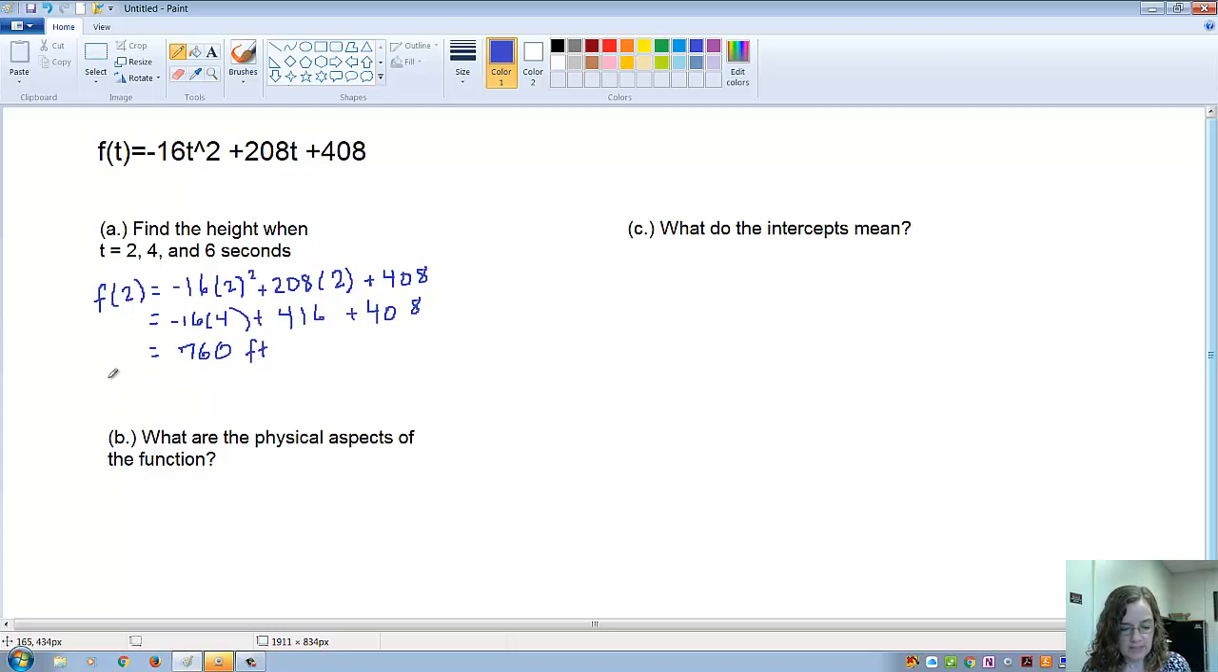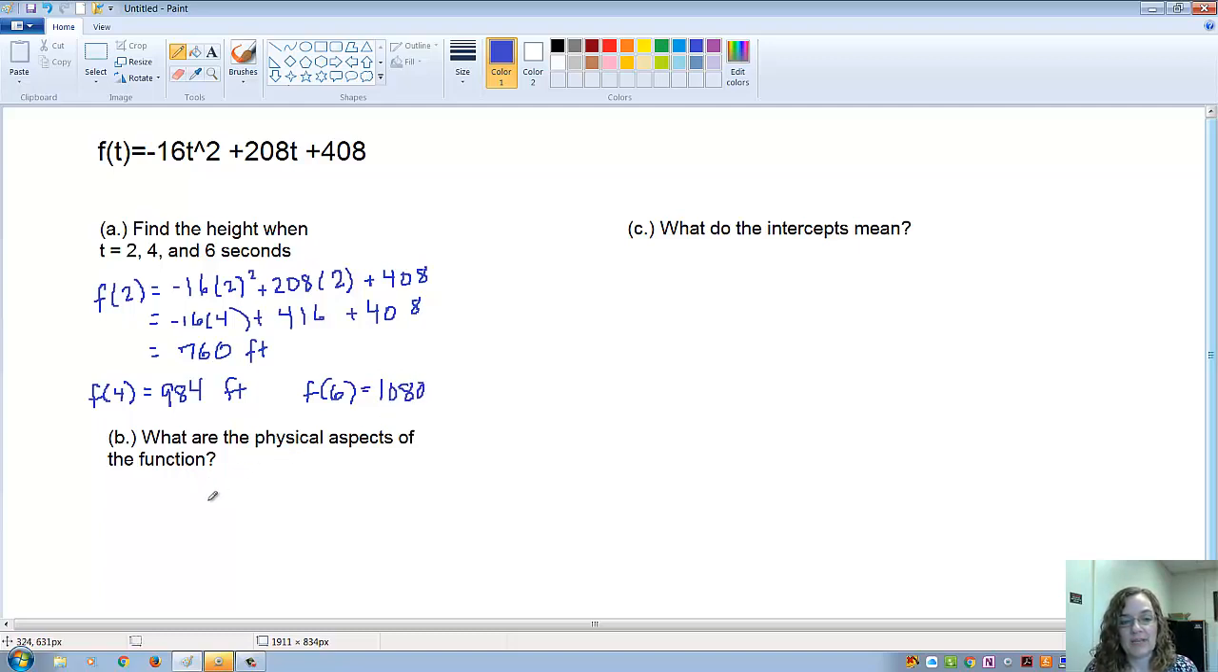I would just go ahead and grab the other ones. You're welcome to work it out like this if you wanted to, but I'm going to grab the other ones from the table. And so this one's at 984 feet. And this one at 6, when I plug it in, is at 1,080.